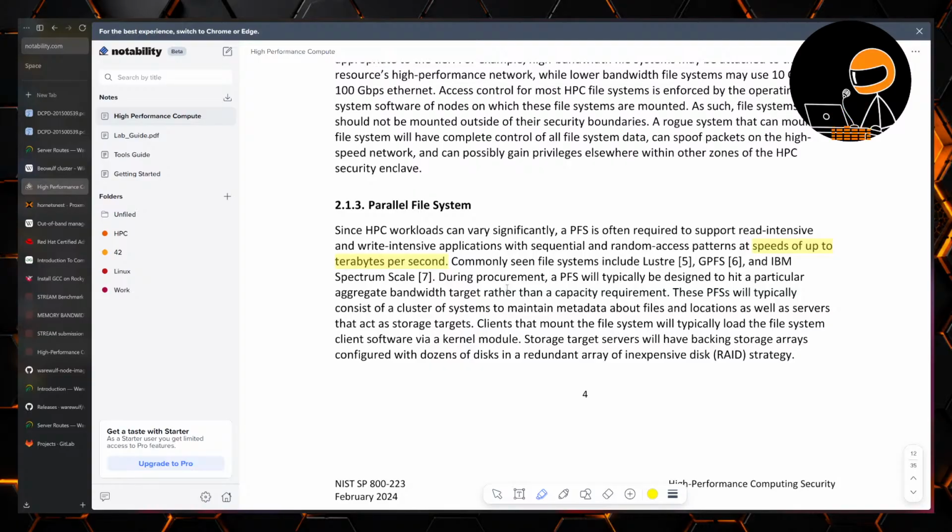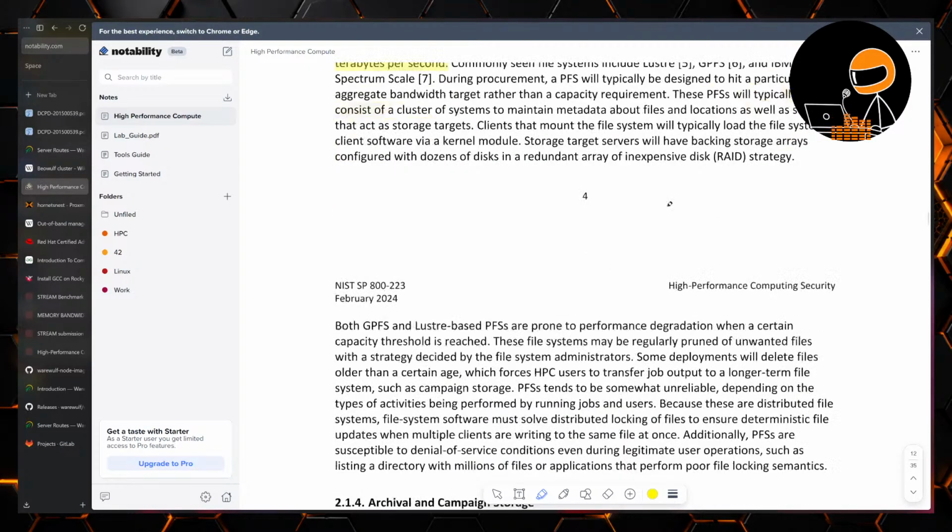During procurement, a PFS will typically be designed to hit a particular aggregate bandwidth target rather than a capacity requirement. These parallel file systems will typically consist of a cluster of systems to maintain metadata about files and locations, as well as servers that act as storage targets. Clients that mount the file system will typically load the file system client software via kernel module. Servers will have backing storage arrays configured with dozens of disks and a redundant array of inexpensive disks RAID strategy.